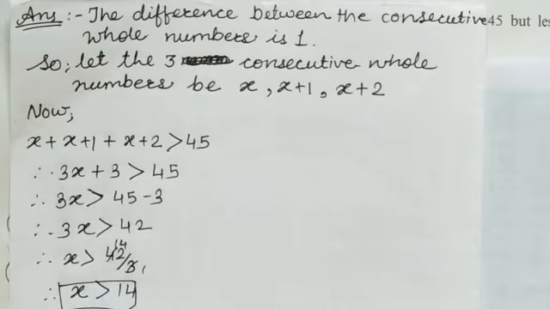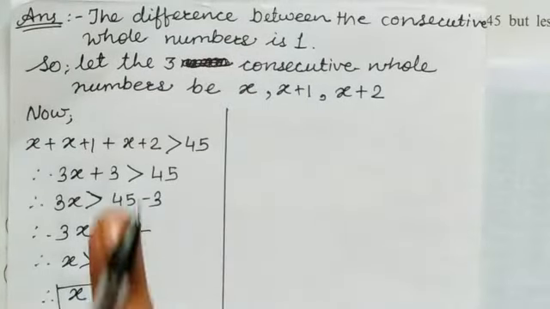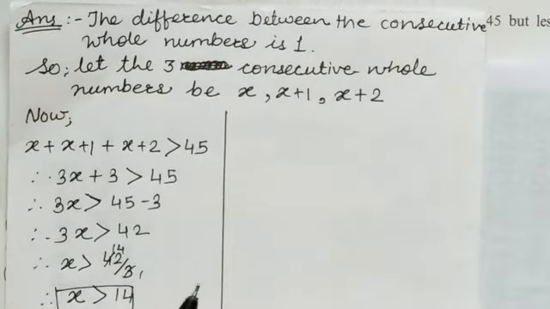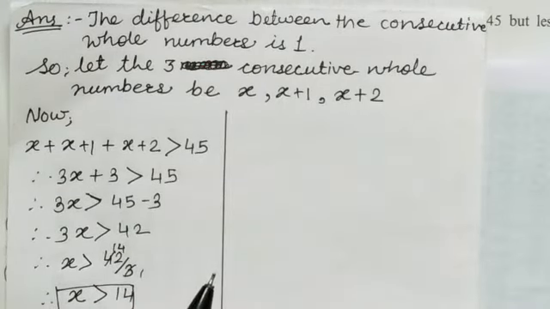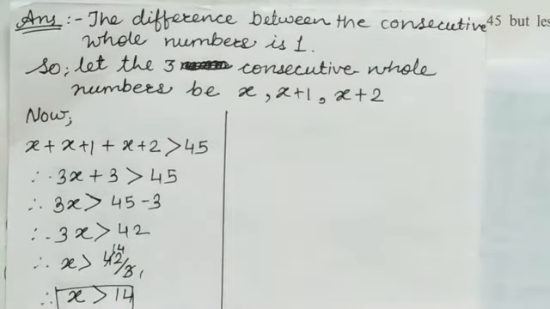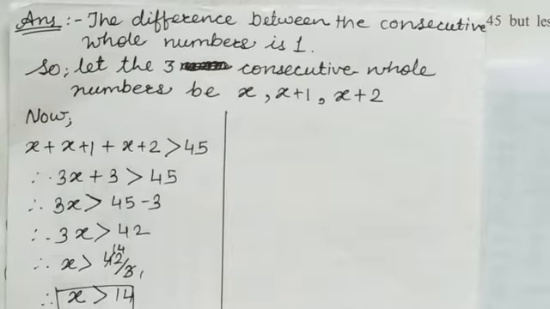14. Now students, from this calculation we can come to the conclusion, that the smallest number from these 3 consecutive numbers will be next to the 14 only. It will never be 14.